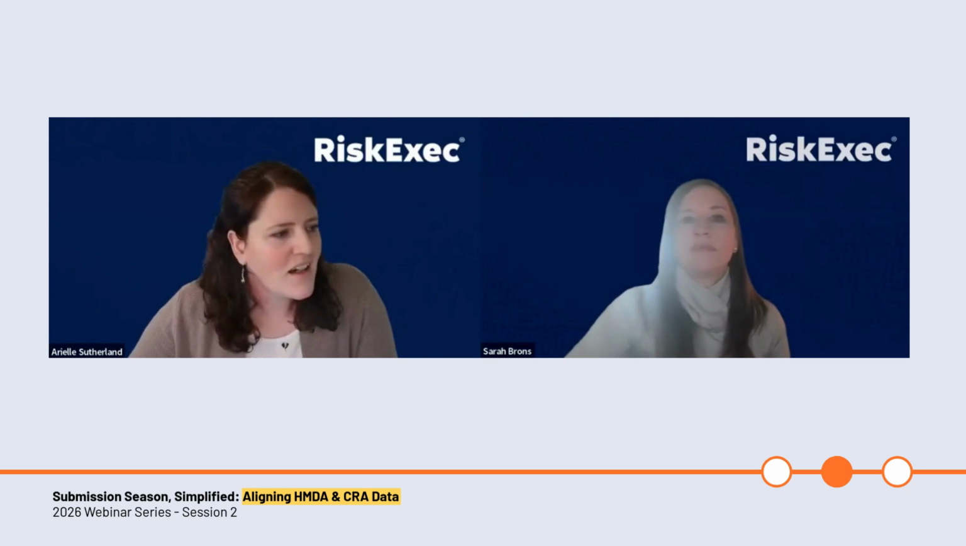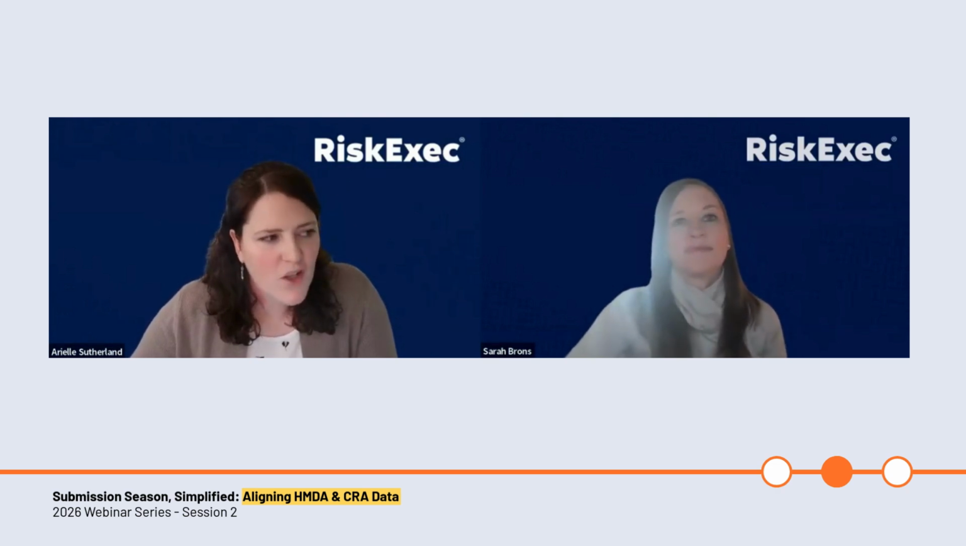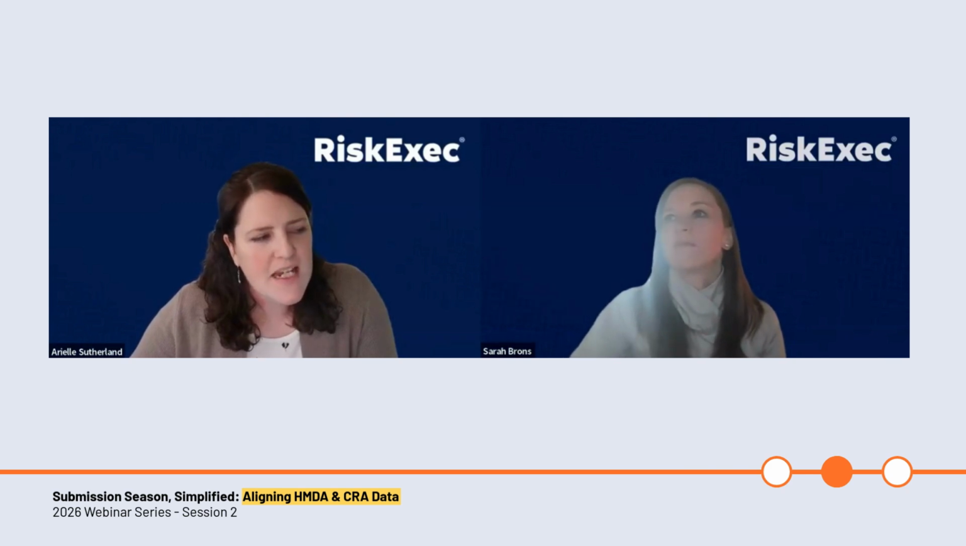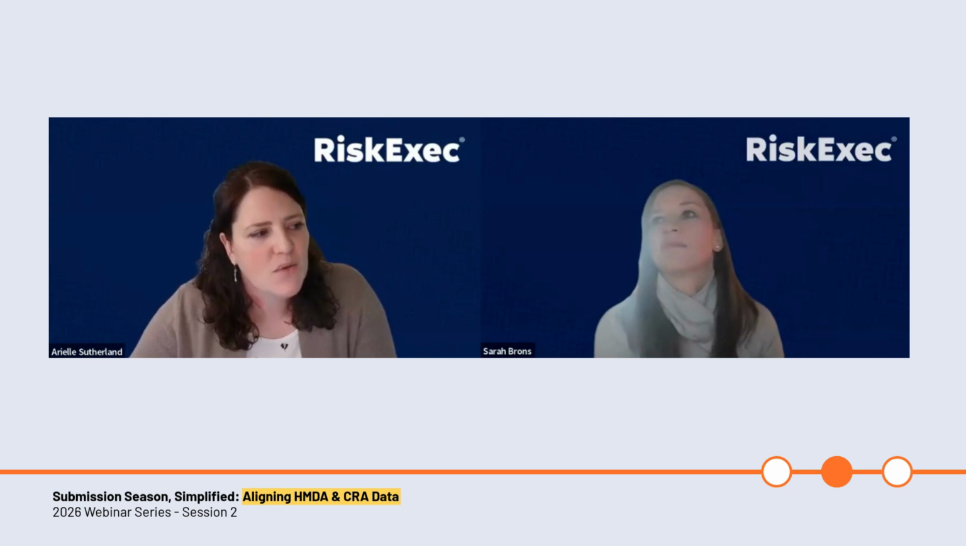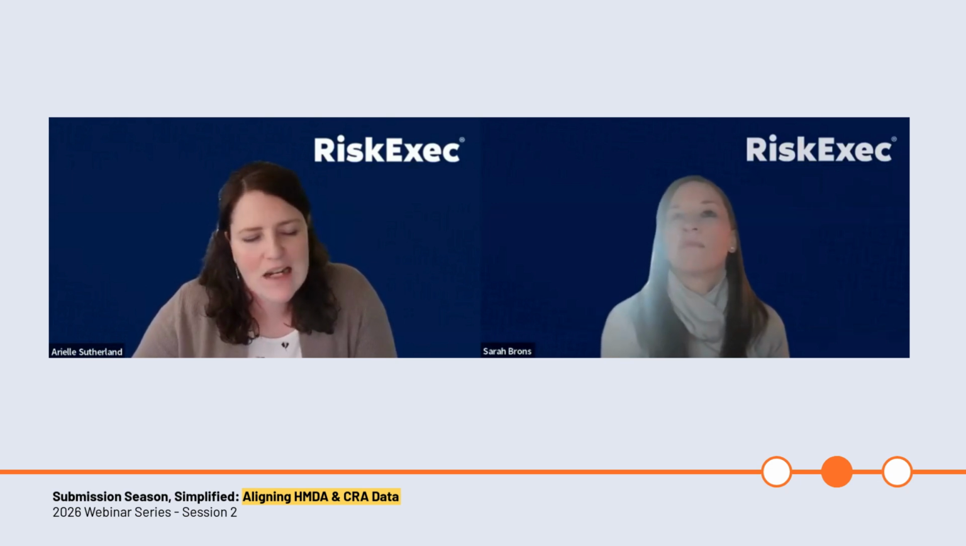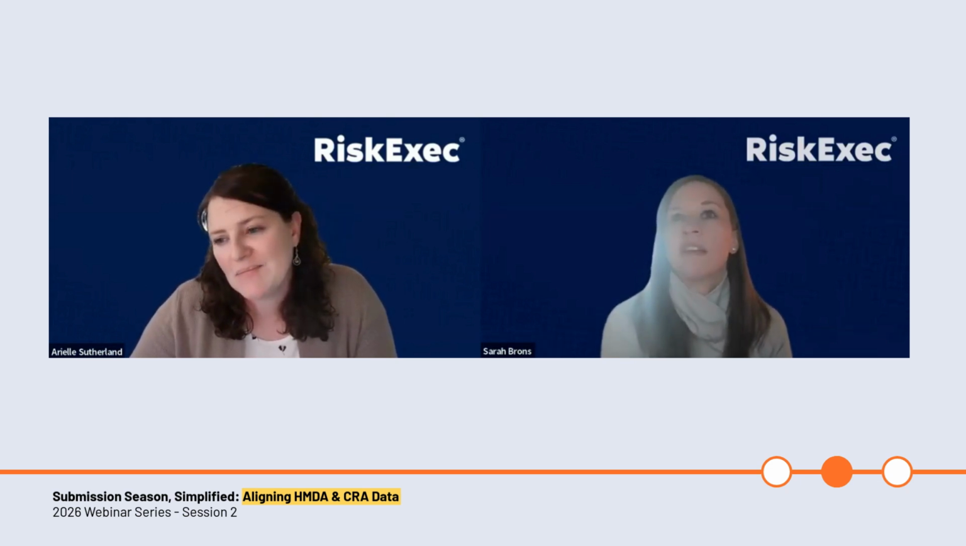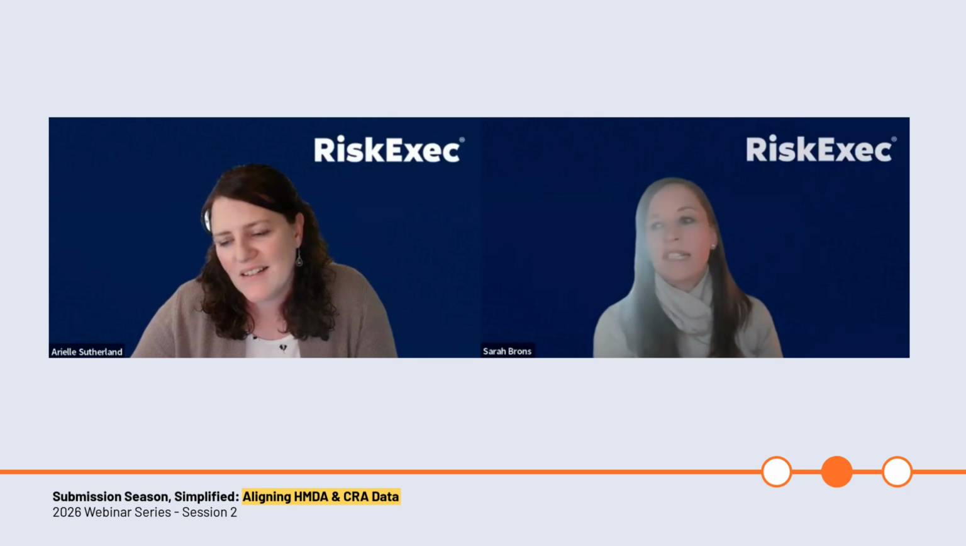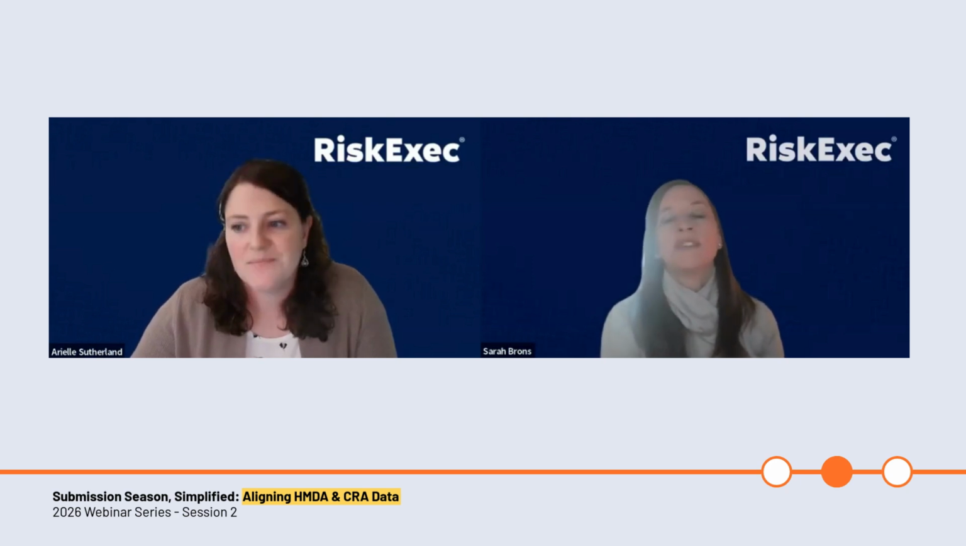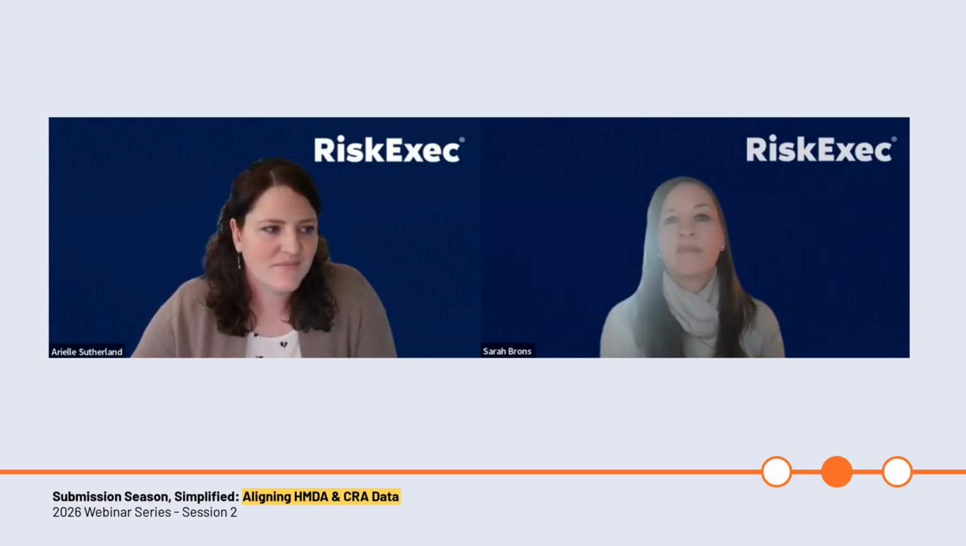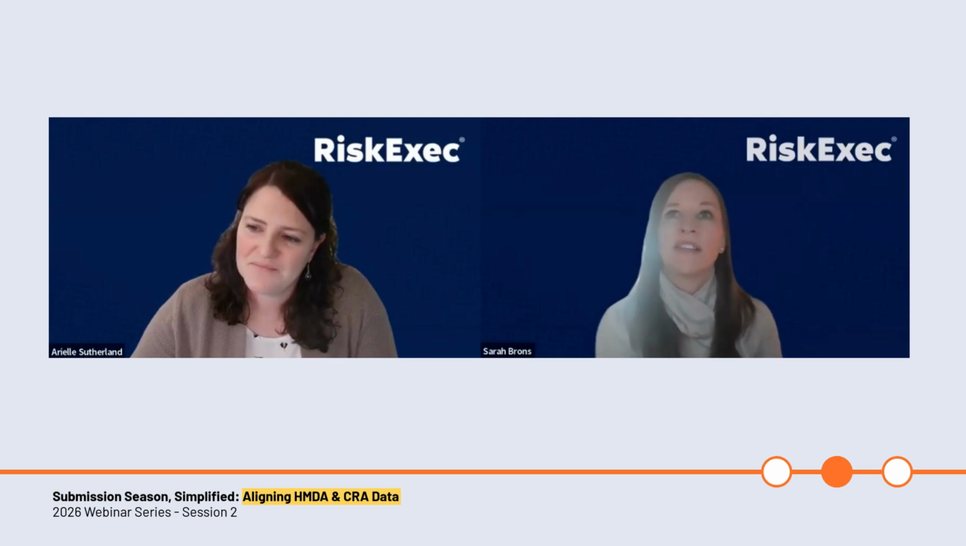Great, thanks, Sarah. It looks like we do have one other question that just popped into the Q&A. Can you speak to any reports in RiskExec that you would recommend for helping to align the CRA and HMDA data? Yeah, I would. First of all, I would always point to our examiner tables in RiskExec. We do have tables for each of the respective regulators that perform exams. So I always say for our clients, look at the one that aligns to the regulator that supervises your exams.